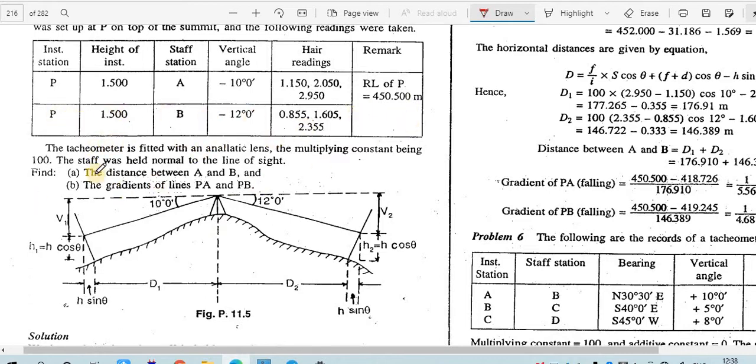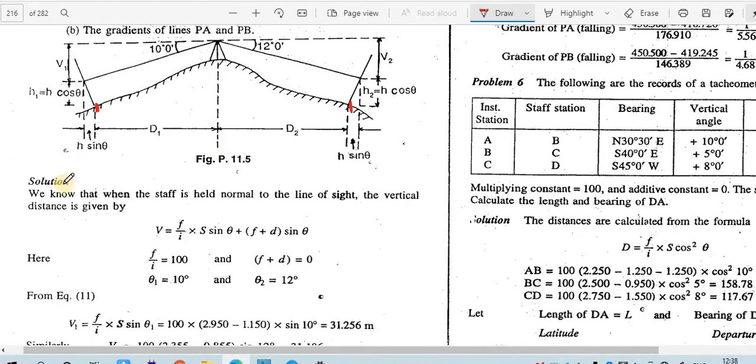Now what it is asking: the tacheometer is fitted with an analytical lens, the multiplying constant being 100, and the staff was held normal to the line of sight. We need to calculate the distance between A and B, that means D1 plus D2 will give you the distance. And the gradient of line PA, from P to A, and of P to B. So we'll try to work out the formulas.